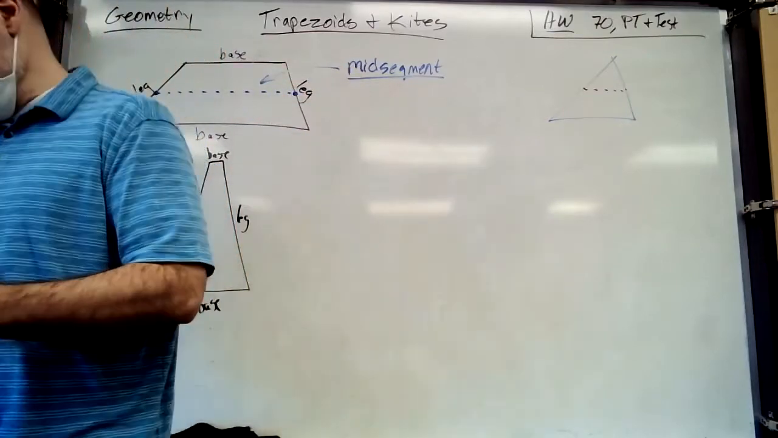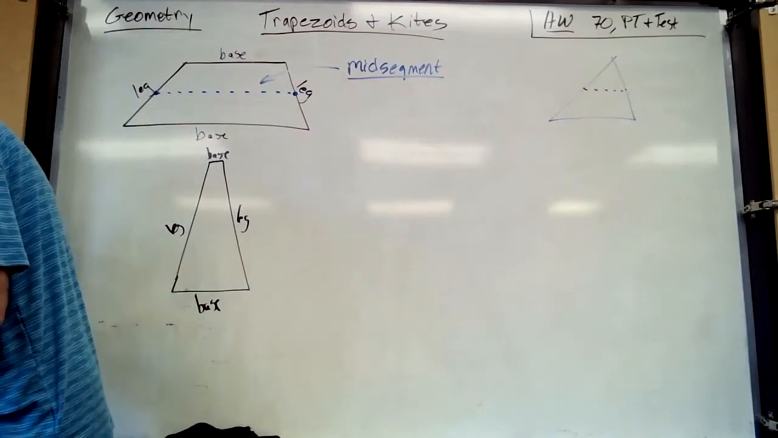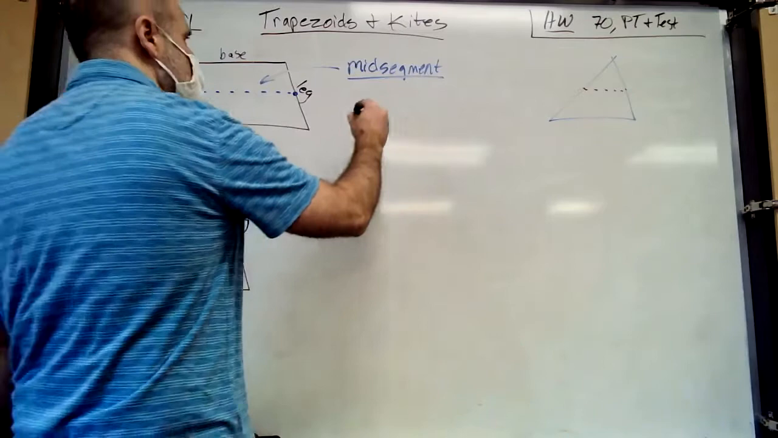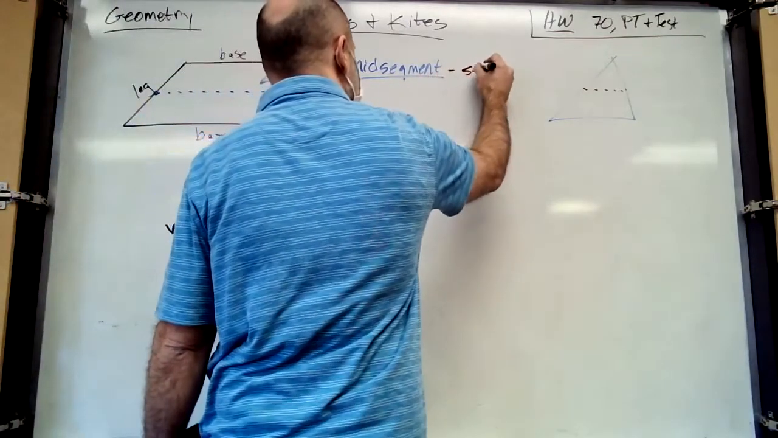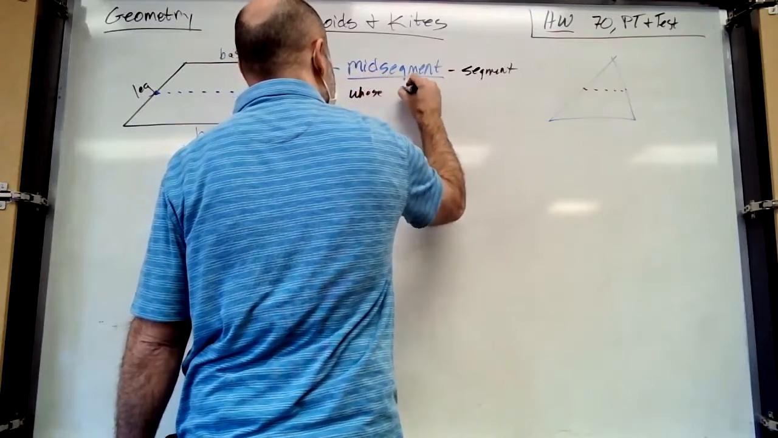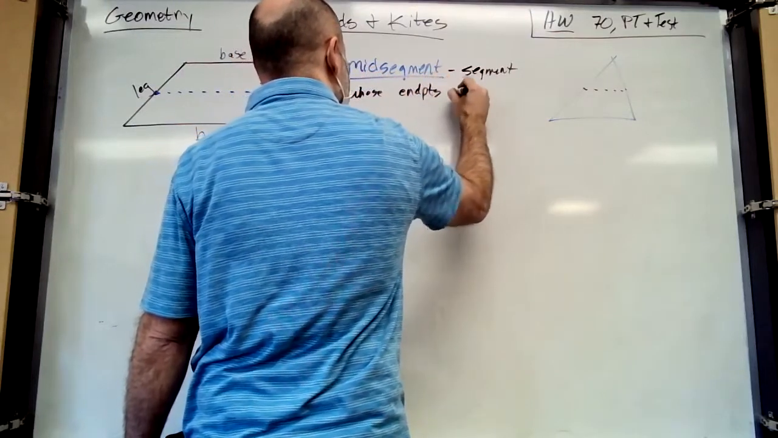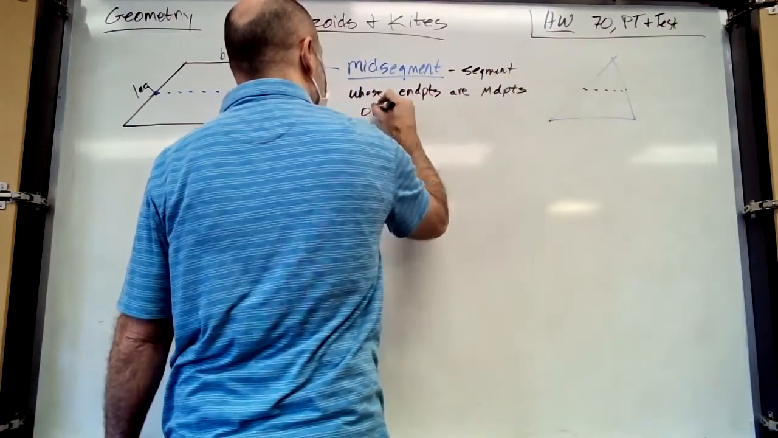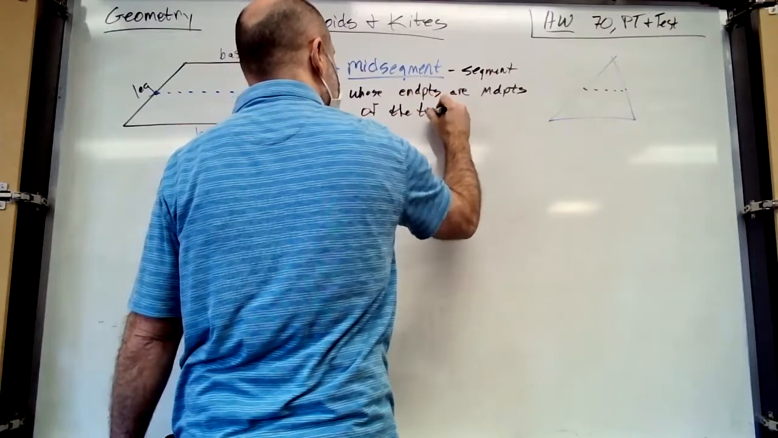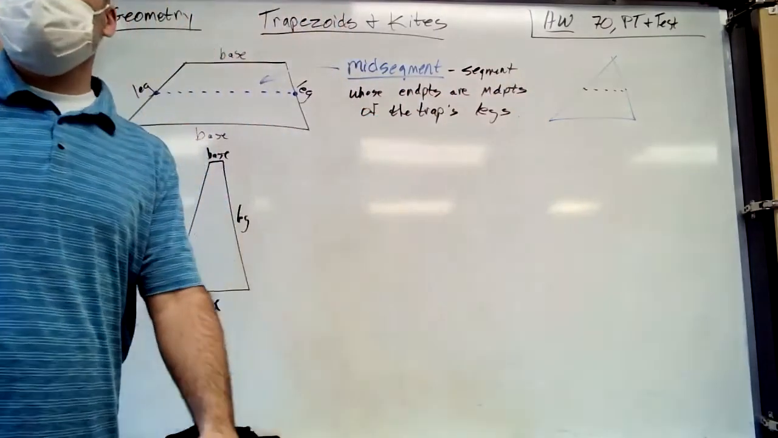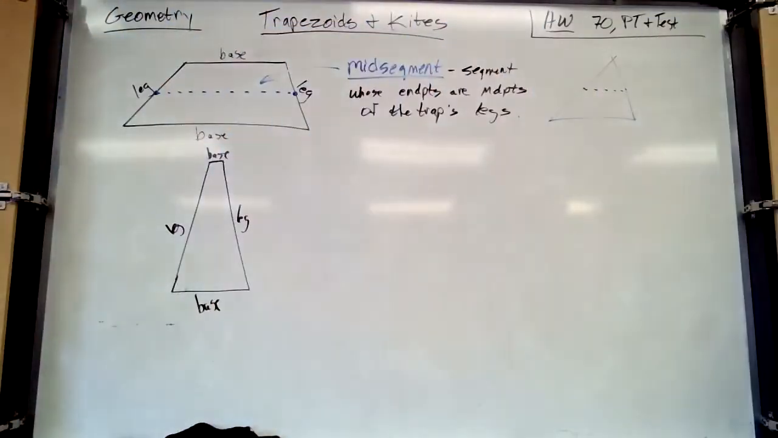Okay, so here's the definition of a mid-segment. It's a segment whose endpoints are the midpoints of the trapezoid's legs. Does that make sense? So just connect the two midpoints, and guess what the first theorem is going to be?